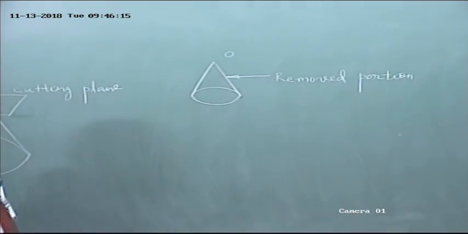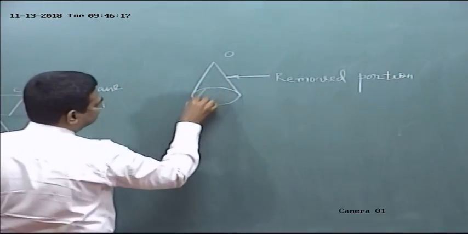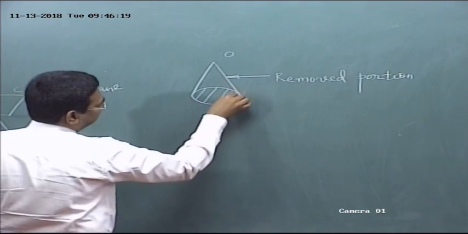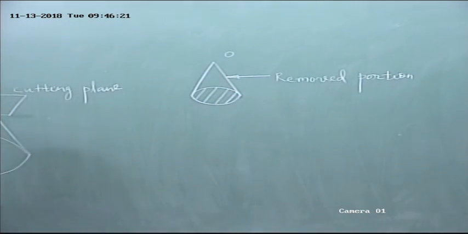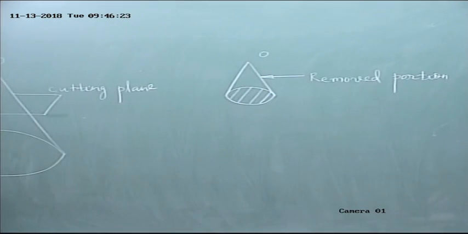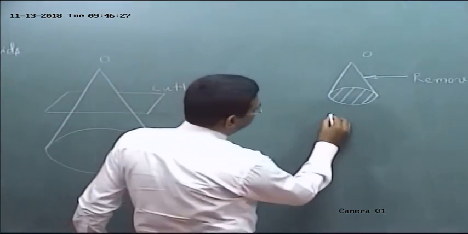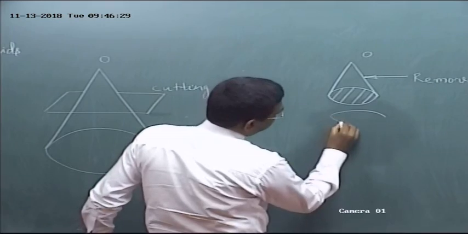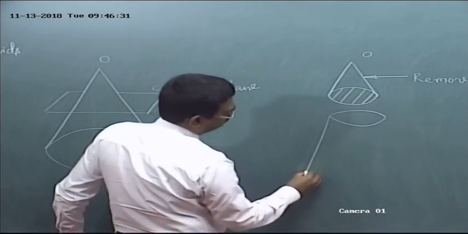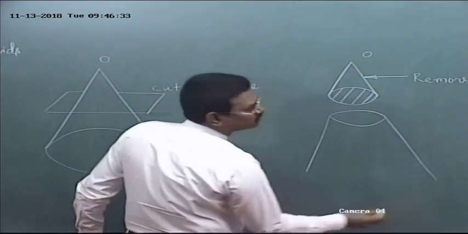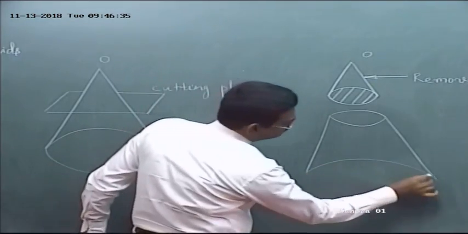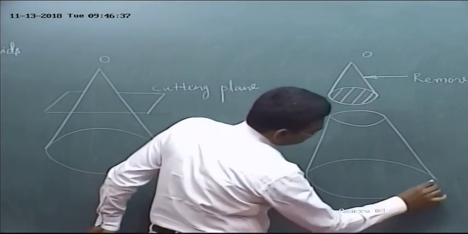Okay. The cut surface is denoted by section lines. I will tell you later what section lines mean and how to draw the section lines. Then what about the remaining portion? The remaining portion will be like this. This is the remaining portion.